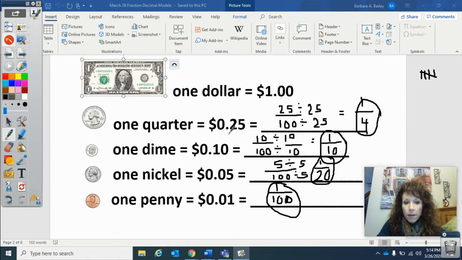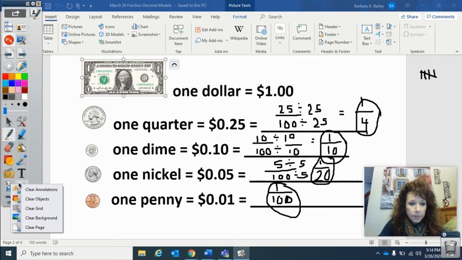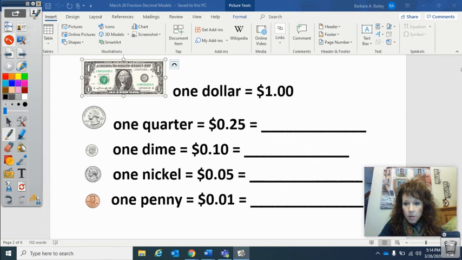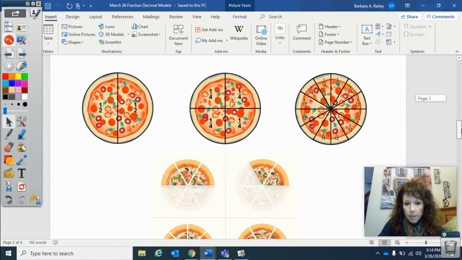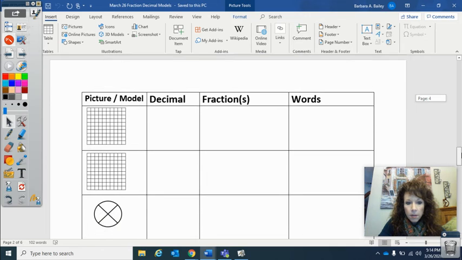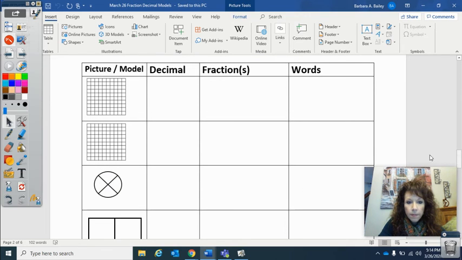All right, so that's our money system, dollars and quarters, dimes, nickels, and pennies, written as decimals and an equivalent fraction. So I'm going to erase this, and we are going to scroll down now, past our pizzas, and we should have this table.